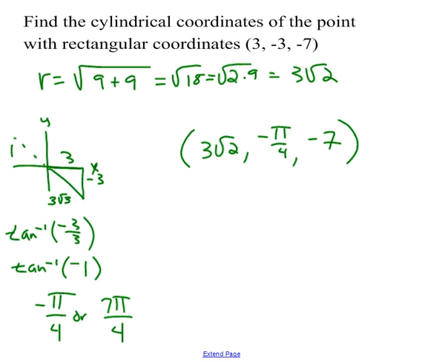You're not really converting at all. This would also be acceptable: 3 root 2, 7 pi over 4, negative 7.